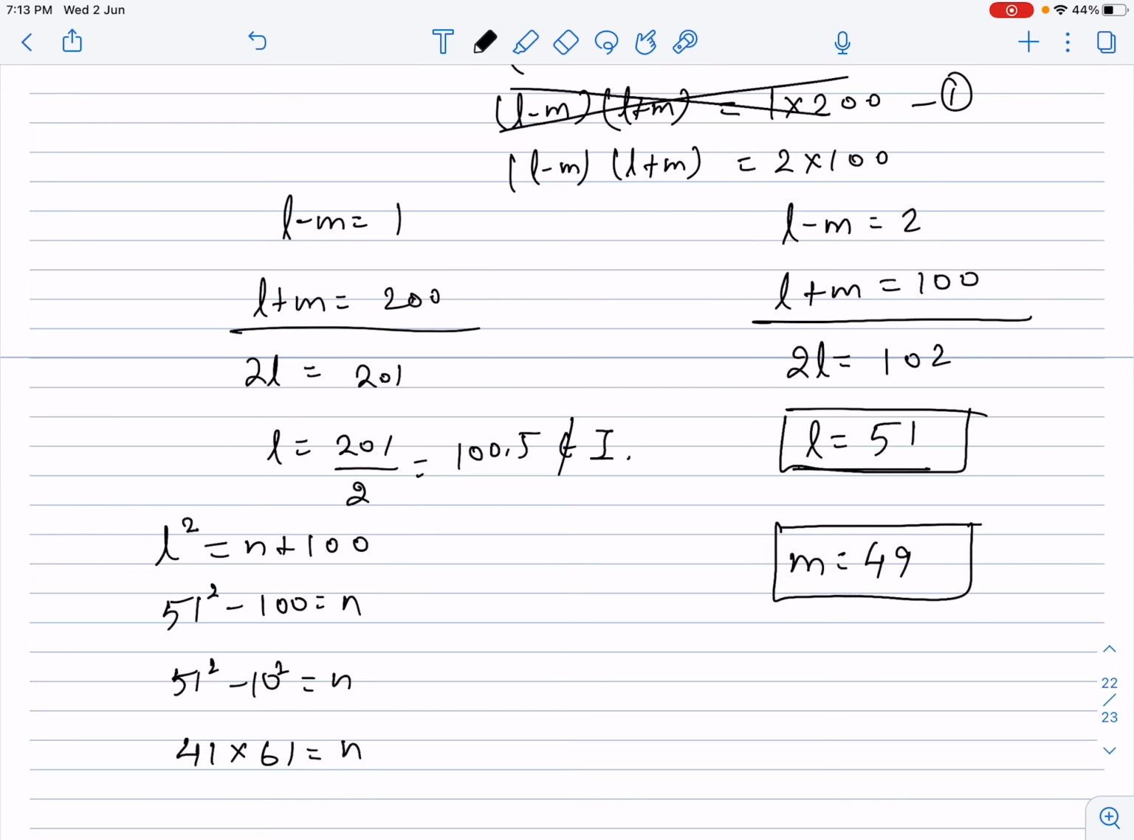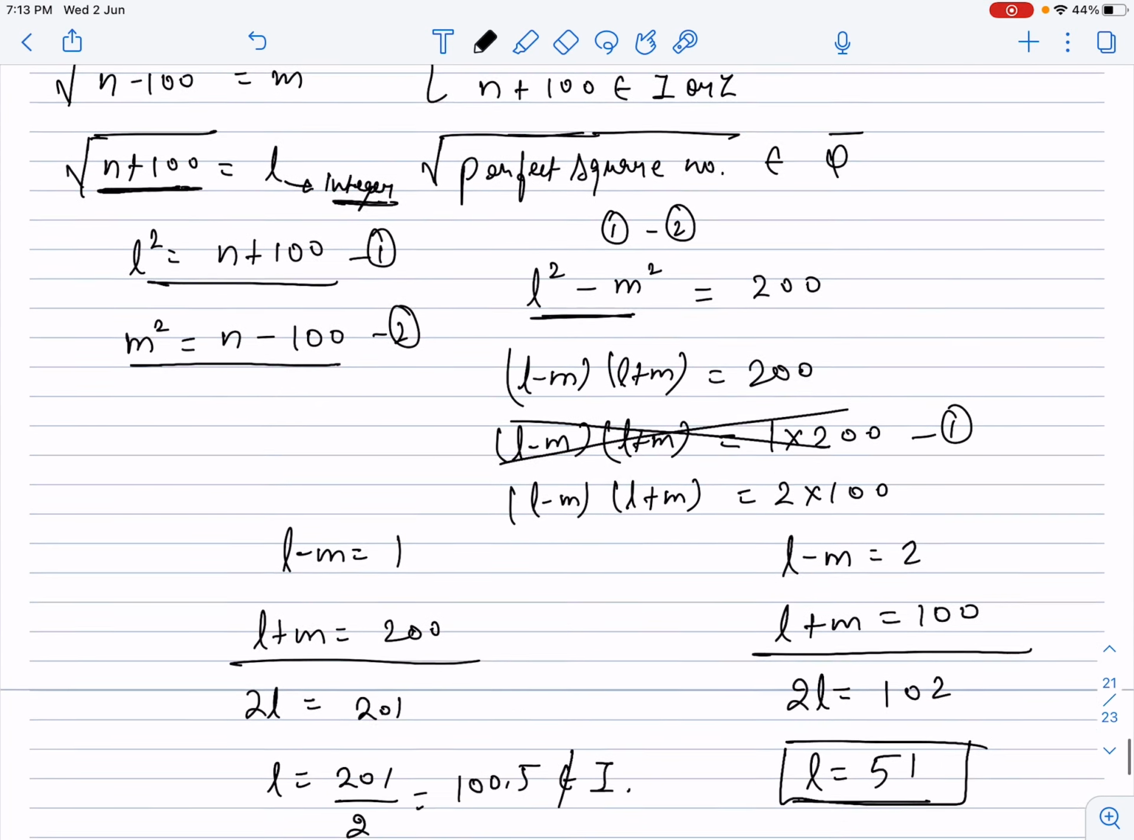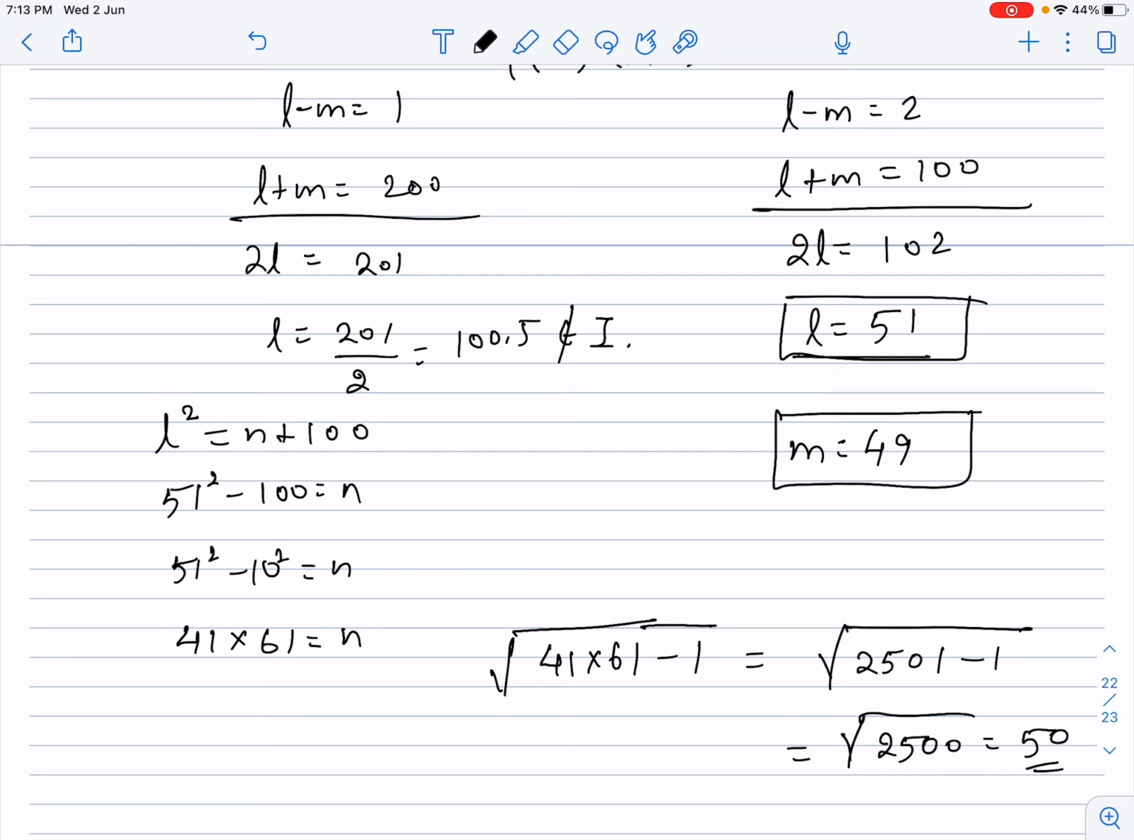We want the value of root n minus 1. In the question it was given, the value of root n minus 1 would be what? So the n value I know, so the root of 41 multiplied by 61 minus 1 I will do. That means the value of root of 41 multiplied by 61 would be 2501 minus 1. That means the square root of 2500 is asked. That means 50 will be the final answer for this question.